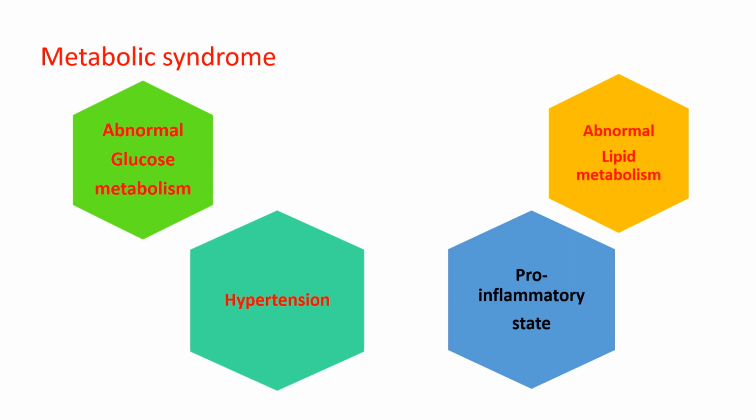What is metabolic syndrome? It is a group of abnormalities characterized by alteration in glucose metabolism. Then there is alteration in lipid metabolism. Then there is hypertension. And then there is a pro-inflammatory state. So why does this occur?